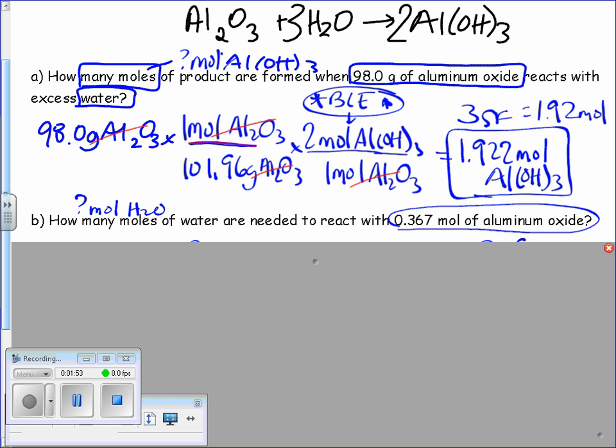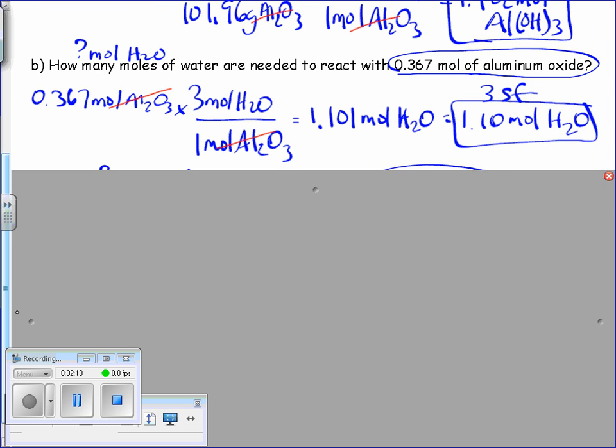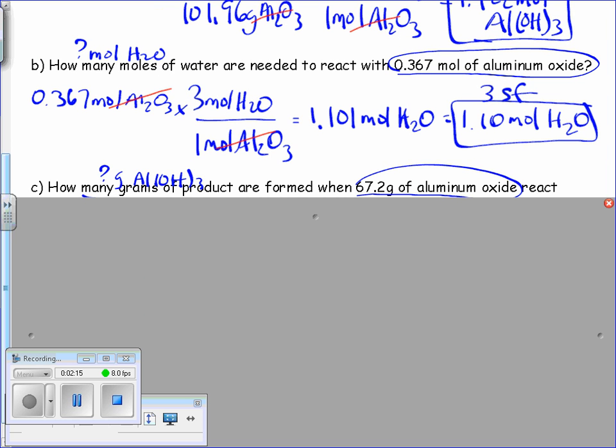You're like, I got moles of one thing, moles of A, I'm going to moles of B. It's one step. And that's where the BCE comes in, and you find the ratio between water and aluminum oxide, and that's a 3-to-1 ratio. And that would give you 1.1 moles of water, 366. Who got that? Okay, the next one, how many grams of product?